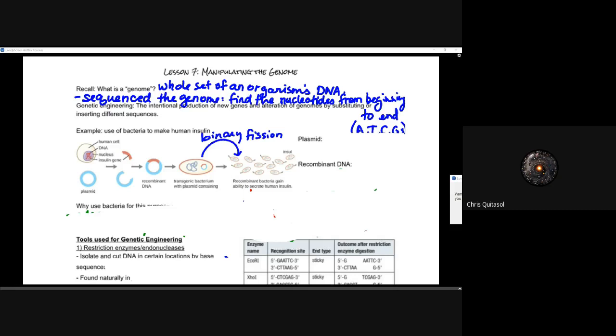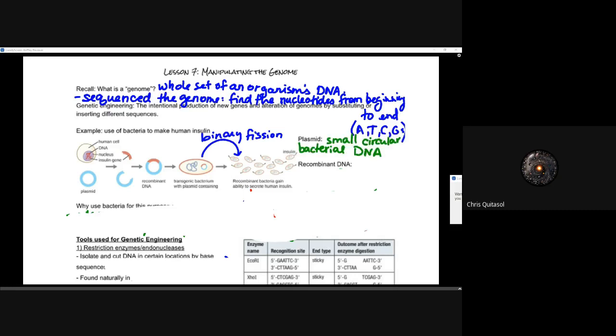So when you think about that operon, or those groups of genes that are responsible for producing insulin, that gene can be removed and combined with plasmid DNA, creating a recombinant DNA, a combination of human and bacterial DNA. It can be popped into a transgenic bacterium, and that plasmid containing the insulin gene is able to propagate through that population of bacteria, and ultimately those bacteria will start to produce and secrete the exact same insulin that human beings need.